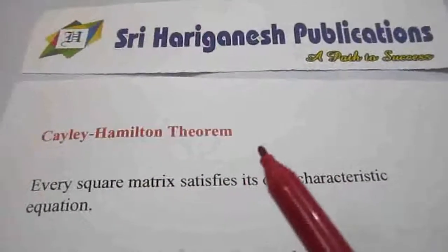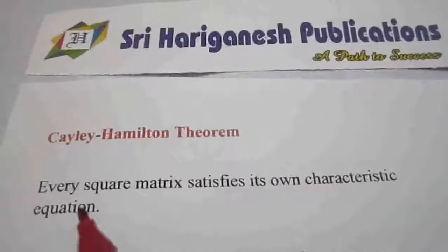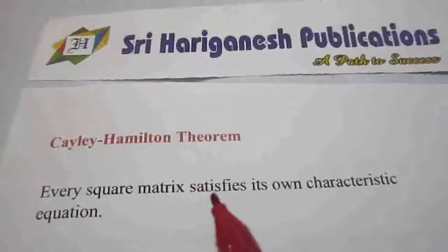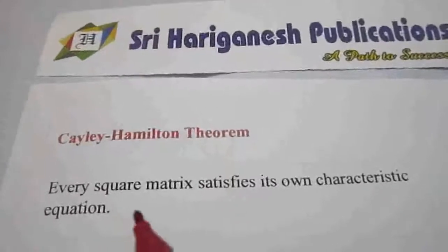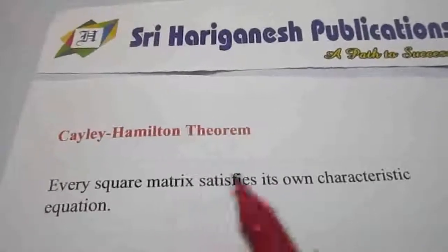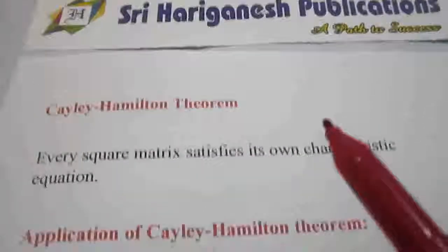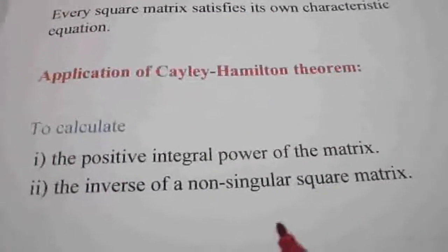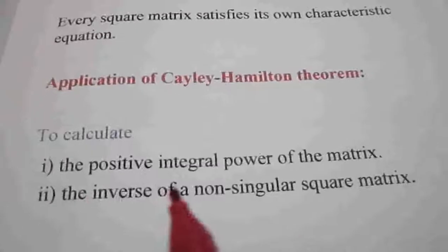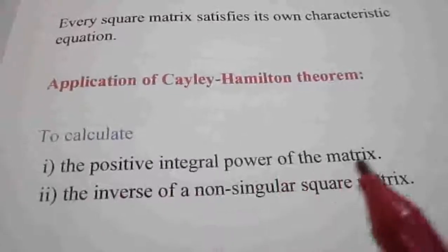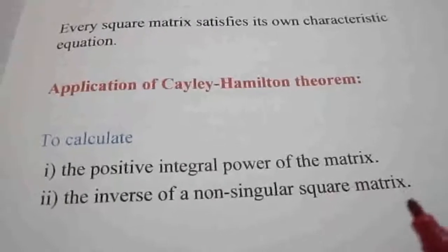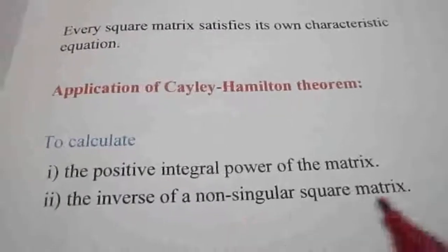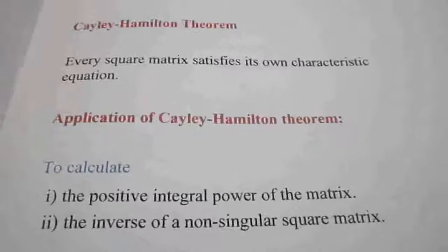Cayley-Hamilton theorem. The statement is, every square matrix satisfies its own characteristic equation. So this is the statement of the Cayley-Hamilton theorem. And now the application of the Cayley-Hamilton theorem is to calculate the positive integral power of the matrix and the inverse of a non-singular matrix. So these two are applications of the Cayley-Hamilton theorem.